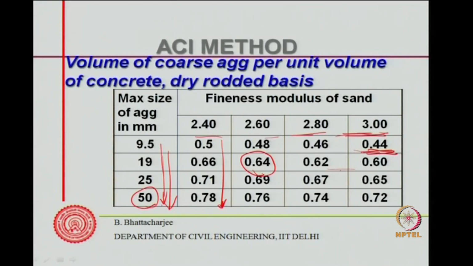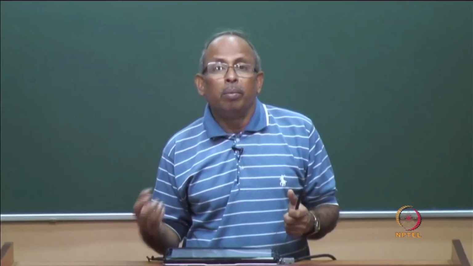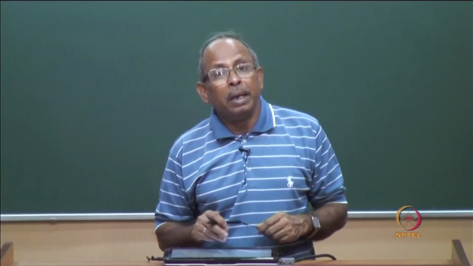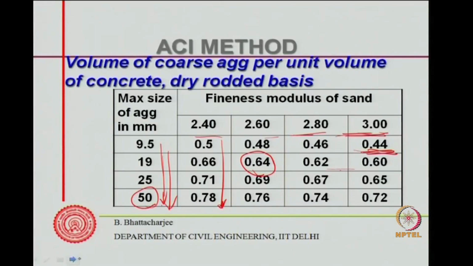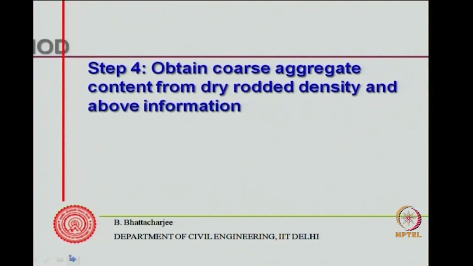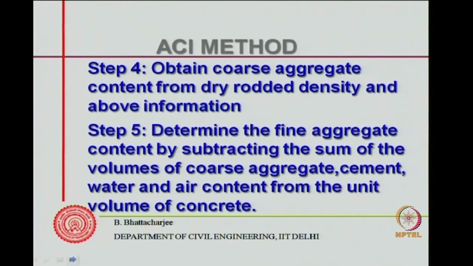So, in 1 meter cube, dry rodded density gives you how much solid aggregate would have gone. If you multiply by this fraction, that much will be the coarse aggregate content in the concrete. So, obtain coarse aggregate content from dry rodded density and the above information, that percentage that you have got, and then determine the fine aggregate content by subtracting the sum of the volumes of coarse aggregate, cement, water and air content from the unit volume of concrete.